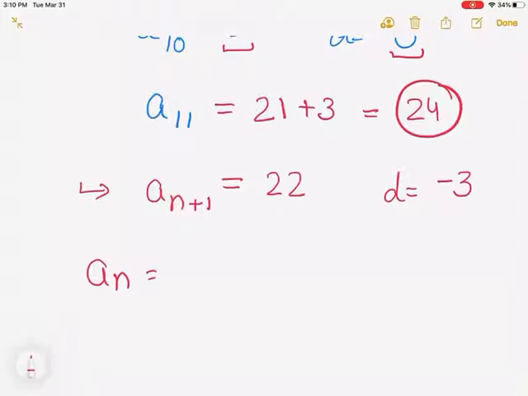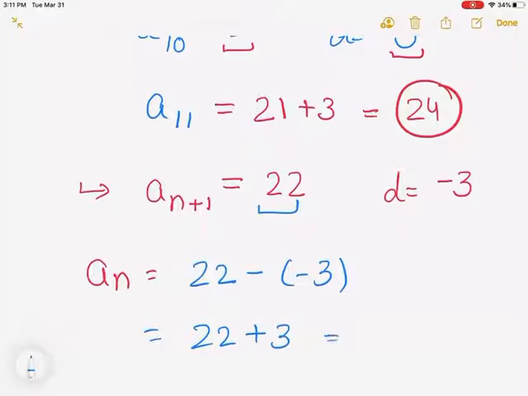Are we still adding the difference? No, we are not, because this time I know the term after and I know the difference. So instead of adding the difference, I'll subtract the difference. I'll take the term after, which is 22, and subtract the difference, which is negative 3. So if I simplify 22 added to 3, this becomes 25. Here you go. Again, the idea is what's given in the problem, and based off that, you can just solve for that term. All right.